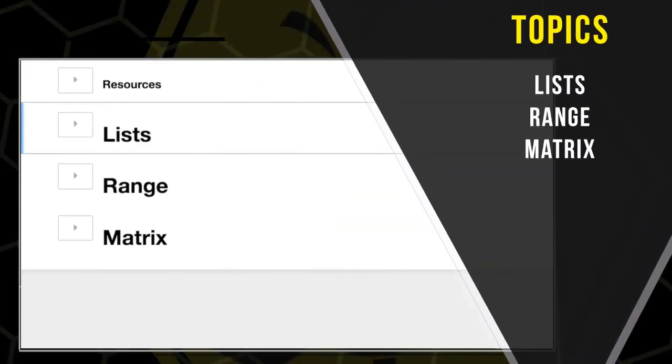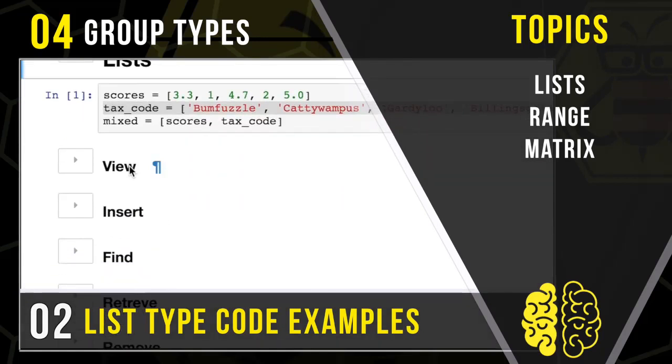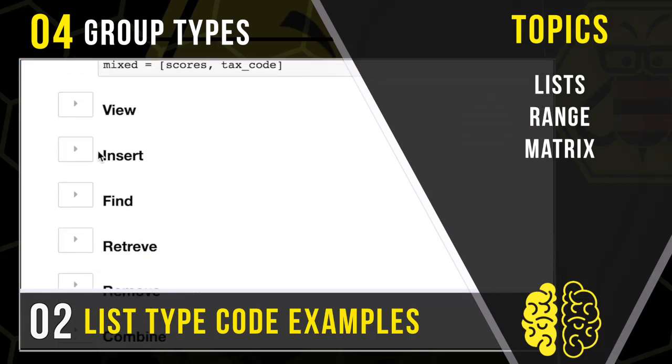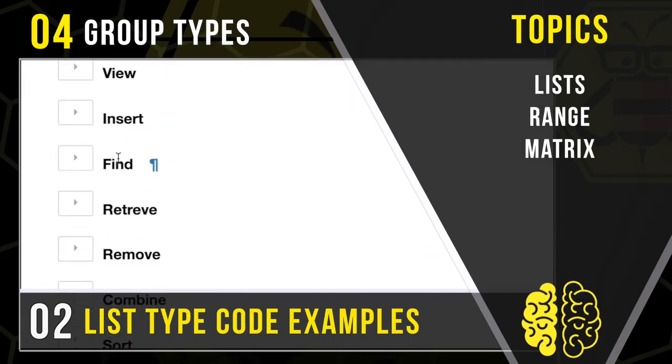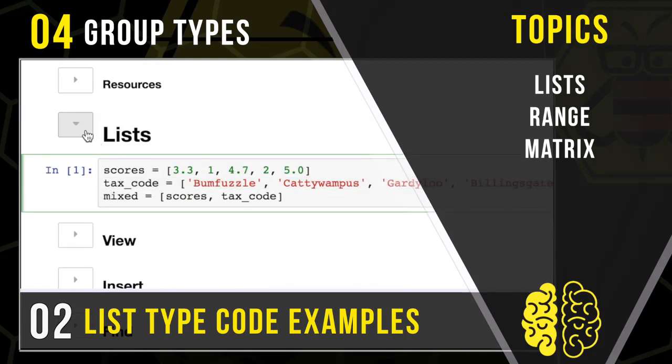We will be learning the how of programming by reviewing code examples that demonstrate how lists work, including some of the various subtopics like how to view a list, how to insert new items into a list, how to find certain items inside of a list, how to retrieve the specific item that we find, how to remove items, combine, sort, all of the stuff that we might want to do with lists.